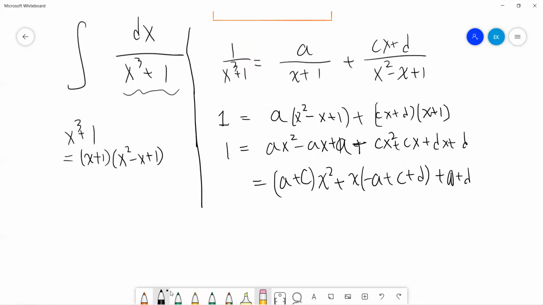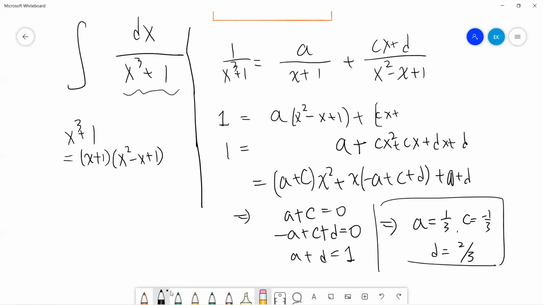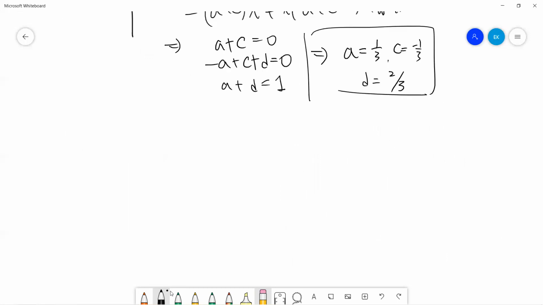Okay, so from here we know that a plus c is 0, minus a plus c plus d is 0, and a plus d is 1. Easy calculation will show a is 1/3, c is negative 1/3, and d is 2/3. Let's see. Yeah, correct. Okay, so now everything should be easier, since we already have the factorization.